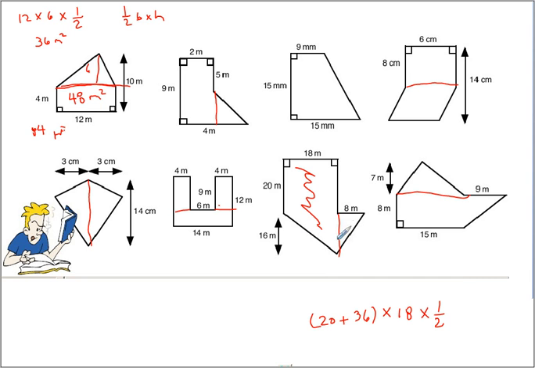Now we just need to do the actual multiplication and figure out the height of this triangle. Height of this triangle is going to be 16 meters times 8 times 1/2 again. When that happens, you've got your answer. And then you add them both up together and you come up with your final answer.